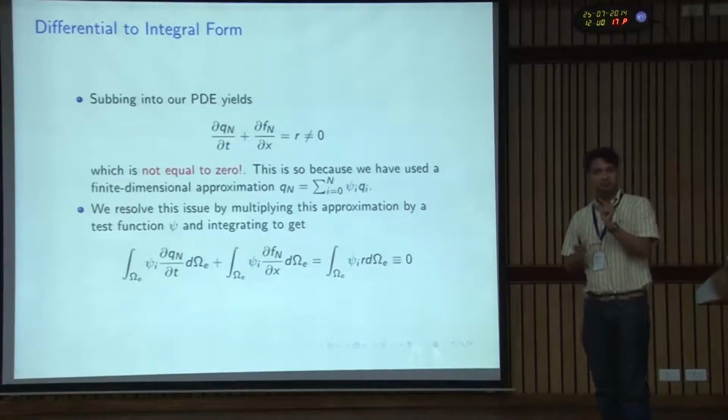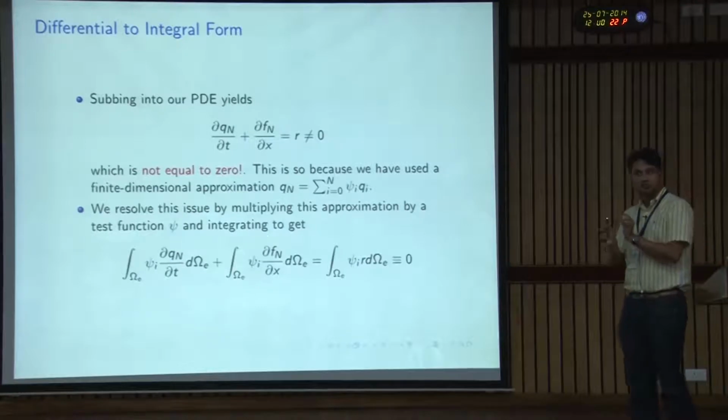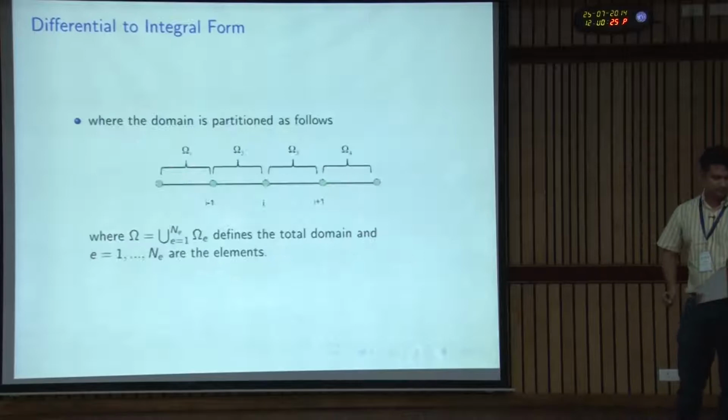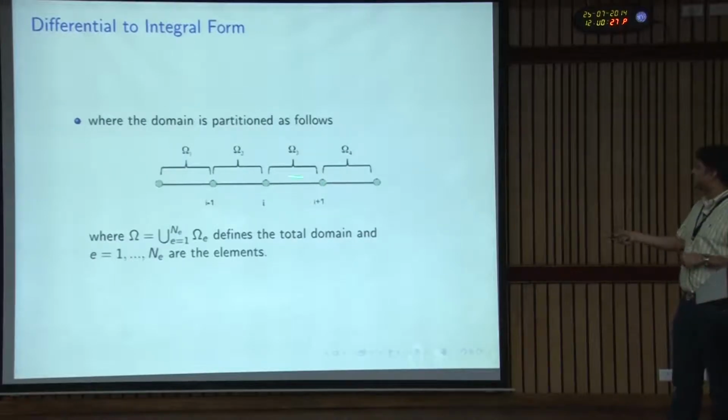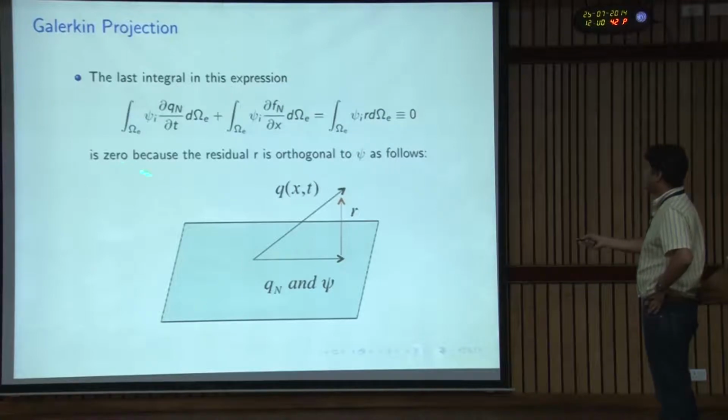So we multiply it with a test function over here, and then we integrate it over the computational element, and we drive it to 0. Okay? So your domain essentially is partitioned in this fashion. I'm just showing you a 1D domain over here, but this concept can be extended to 2D or 3D. Okay? And so your last integral in this expression becomes 0, essentially because it is orthogonal to your solution.